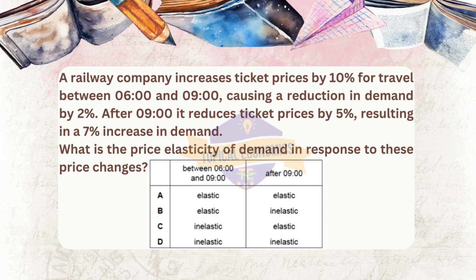We can calculate PED between 6 o'clock and 9 o'clock equals minus 0.2. This indicates that the demand is inelastic because the absolute value of PED, 0.2, is less than 1. And we can calculate that PED after 9 o'clock equals minus 1.4. This indicates that the demand is elastic because the absolute value of PED, 1.4, is greater than 1. Thus, the correct answer is Option C, inelastic between 6 o'clock and 9 o'clock, and elastic after 9 o'clock.